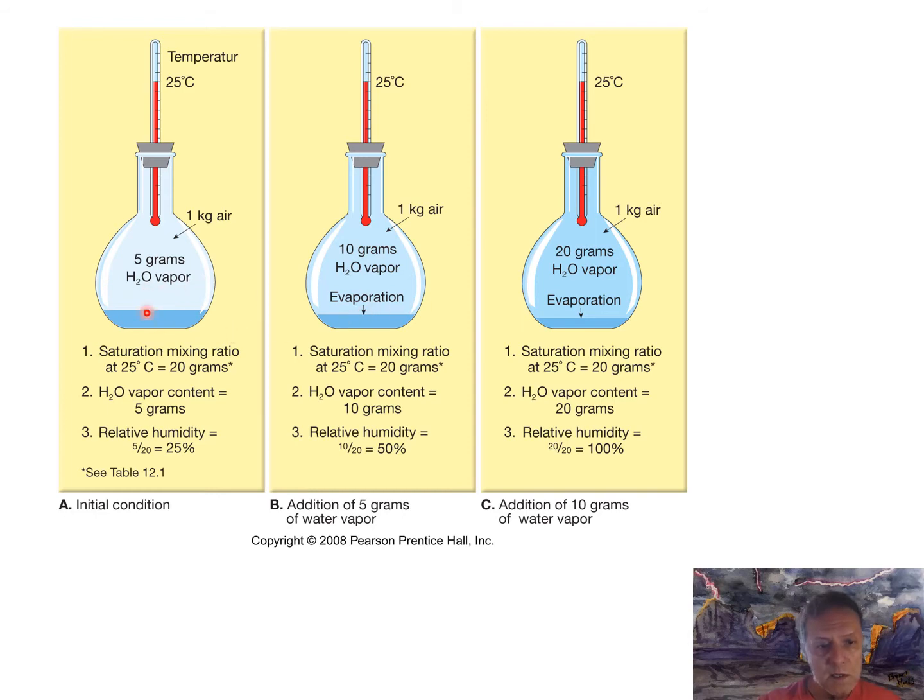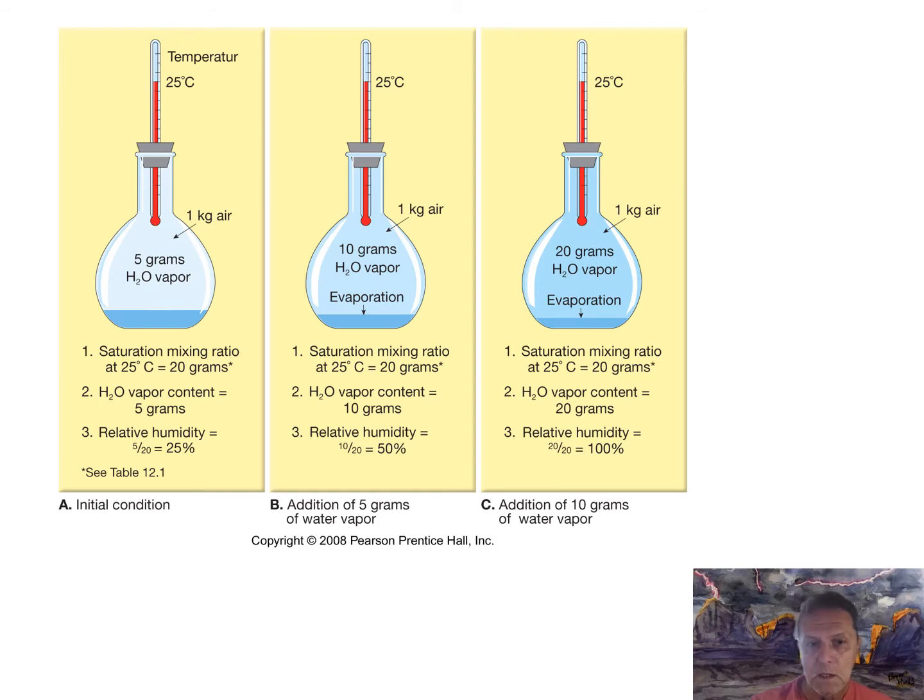As this progresses, note the liquid layer down here. More and more water vapor is going to evaporate from this liquid into the air above it. So progressing to 10 grams of water vapor, now we have 10 grams over the saturation mixing ratio of 20. We have relative humidity of 50%. And then to the next point, if you have 20 grams of water vapor, that's as much as you can get in this air mass. That would be 100% humidity.